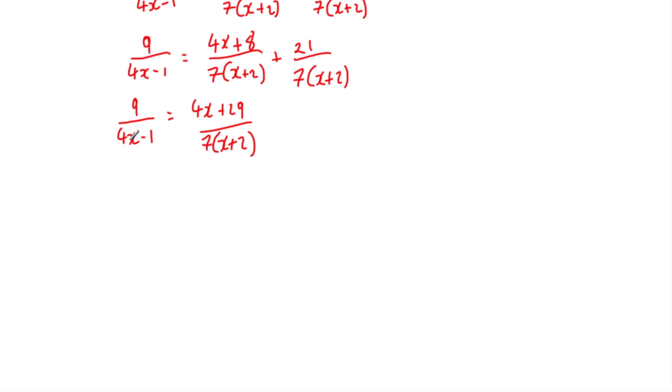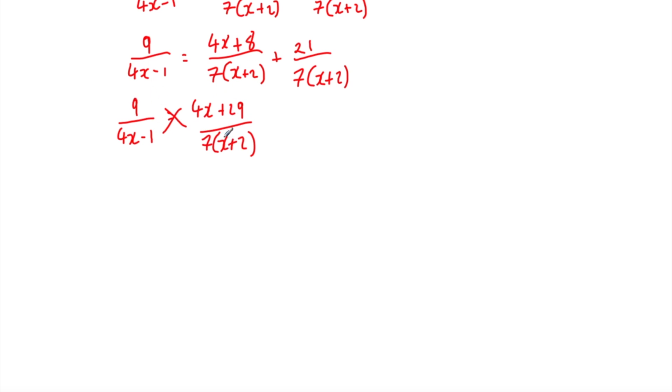One approach would be to multiply both sides of the equation by 4x minus 1, and then to multiply both sides of the equation by 7 bracket x plus 2. And then what you'd end up with would be 9 times this and 4x plus 29 times that, and then you can solve that. A quicker way of doing that is just using cross multiplication, where you say if you've got a fraction equals a fraction, that this numerator times that denominator is equal to that numerator times that denominator. So rather than doing it in 2 steps and timesing both sides of the equation by that, and then timesing both sides of the equation by that, we can just do it in 1 step.